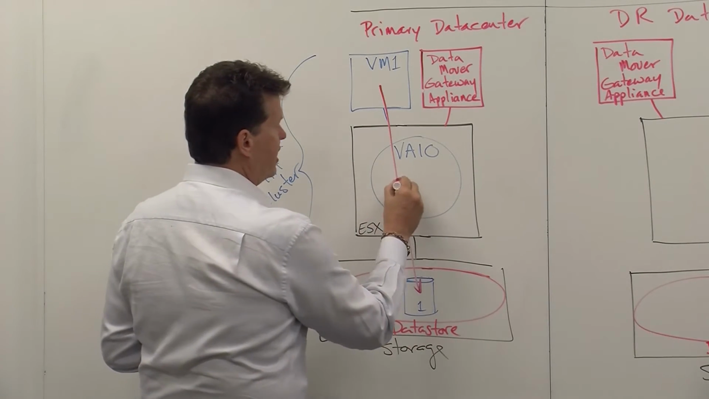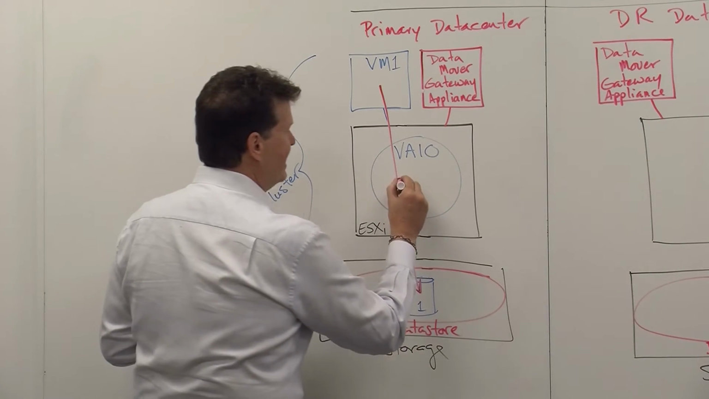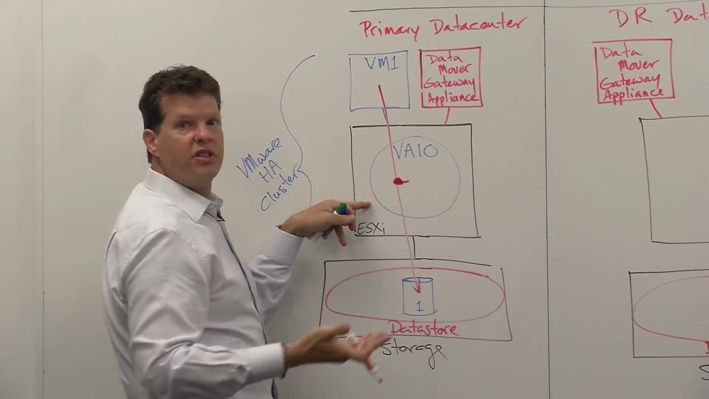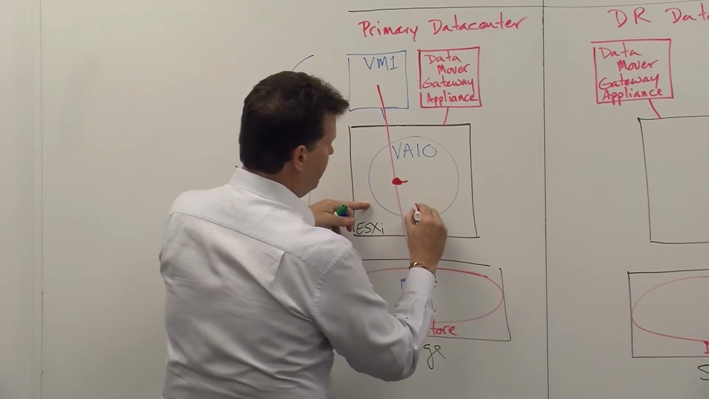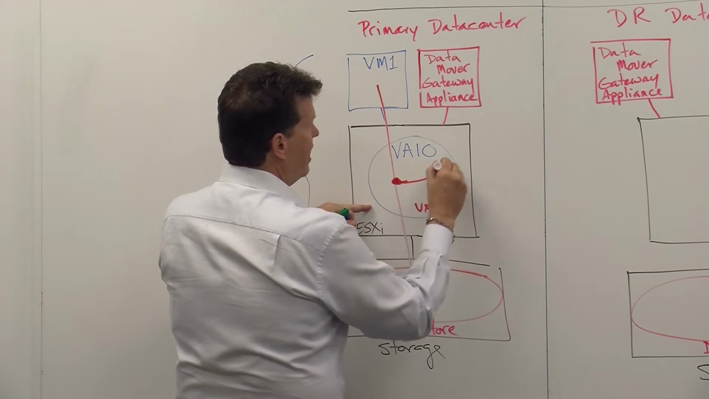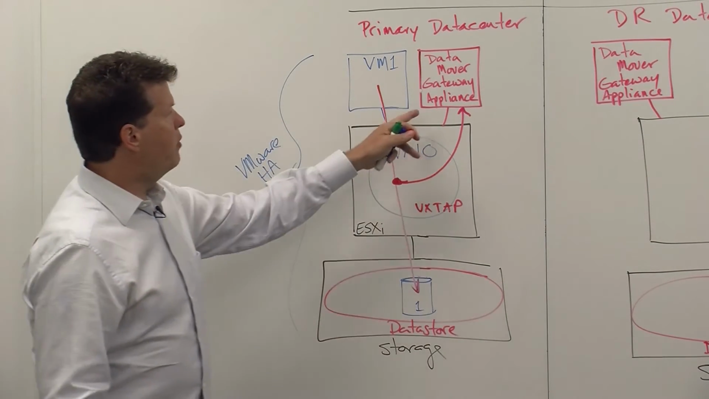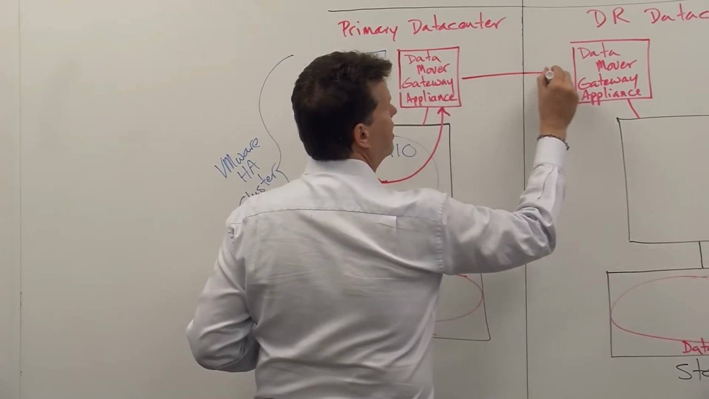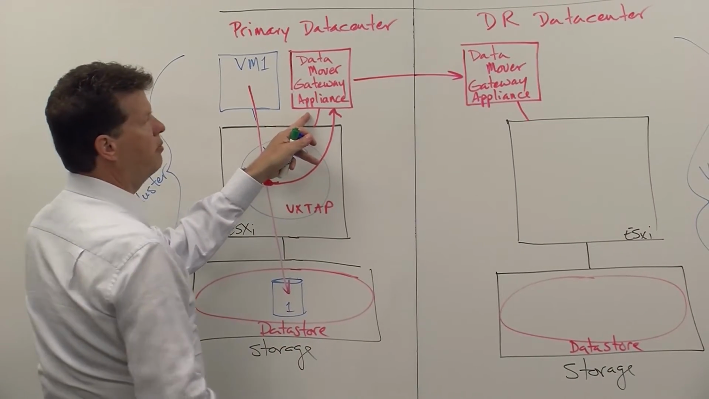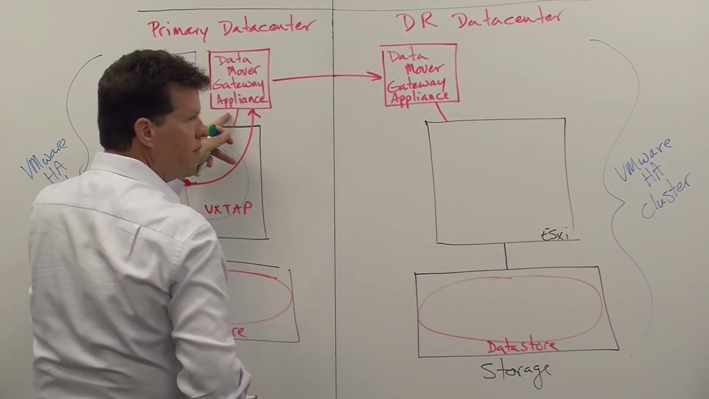We intercept this by applying a policy to these filters. Our component that gets installed on the ESX servers on the first resiliency group that you build is called VXTAP. It will intercept this data and send it to our gateway appliance. The gateway appliance will then have a paired configuration with an appliance at your disaster recovery data center, where it's going to be sending the data.